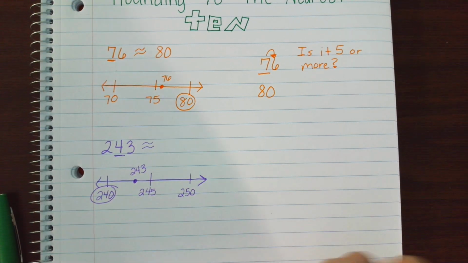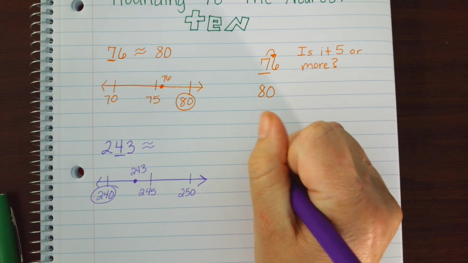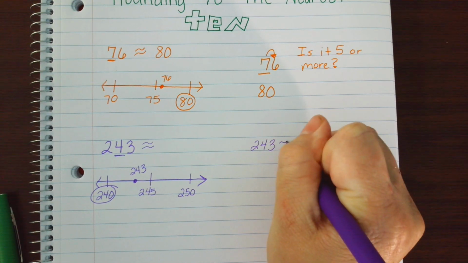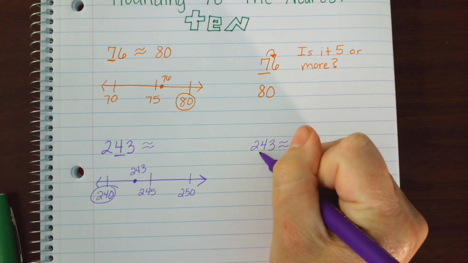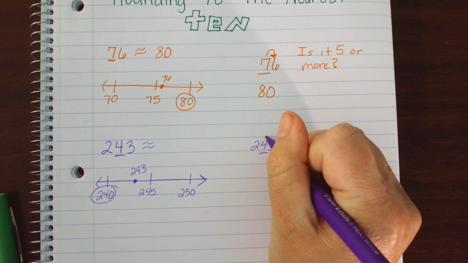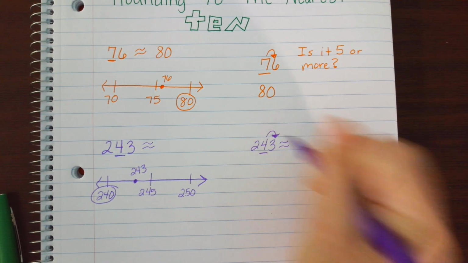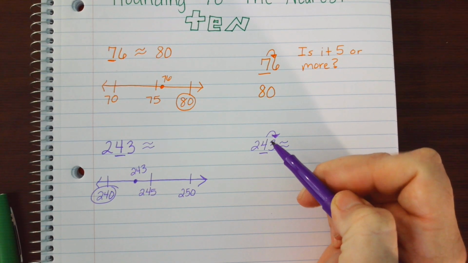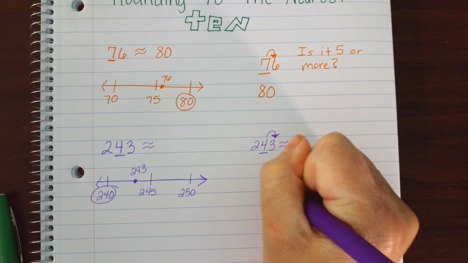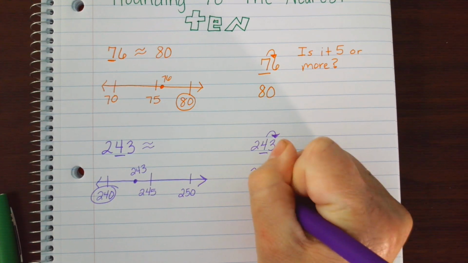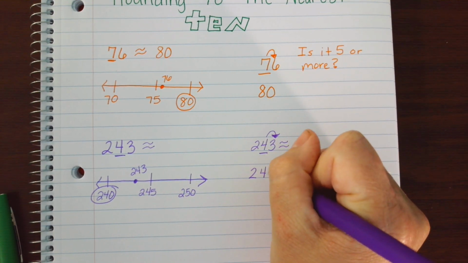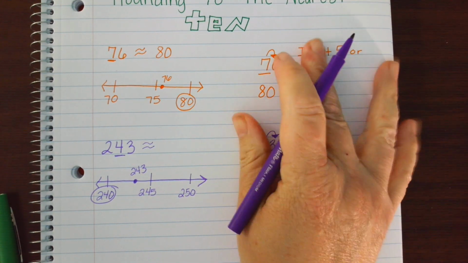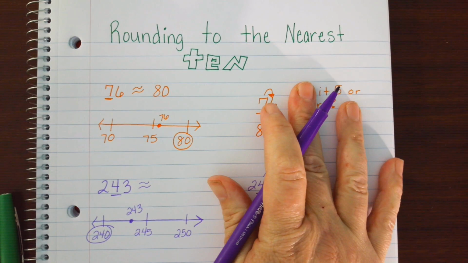Now if I was to use the other strategy for it, it would be 243 is rounded to, underline my 10, go next door. Is it 5 or more? That's the question we ask. Is it 5 or more? It's not. So that means he stays the same. Everything in front of him stays the same because it's 24 10s, but everything behind the 10s place would go to 0. Now this is how we round when we're rounding to the nearest 10.